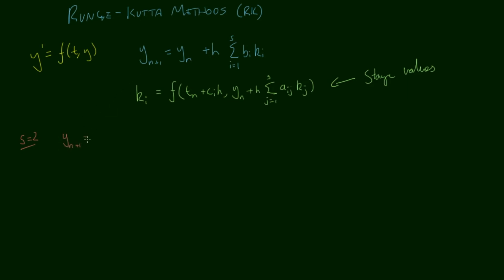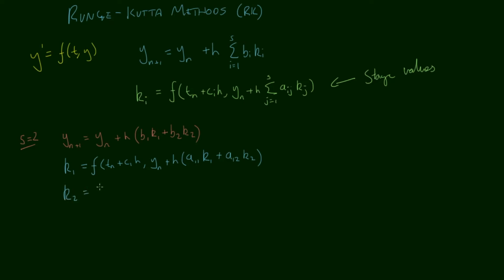We have y_{n+1} = y_n + h, and the summation i goes from 1 to 2, so we'll have b_1 k_1 + b_2 k_2. And we'll have 2 stage values. k_1 will be f of t_n + c_1 h, and y_n + h times (a_11 k_1 + a_12 k_2). And so that's the first stage value.